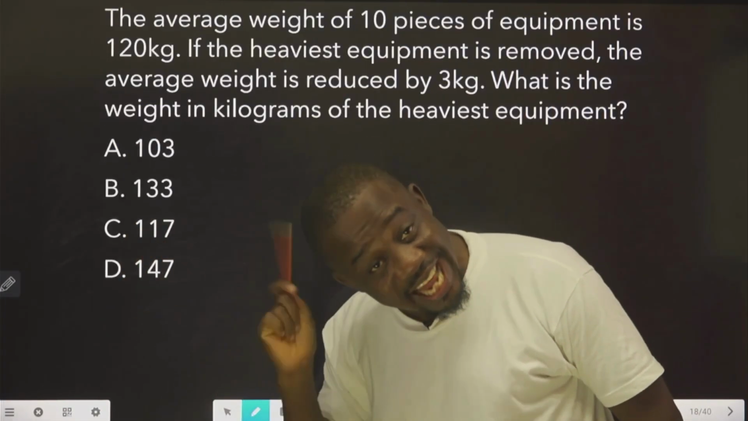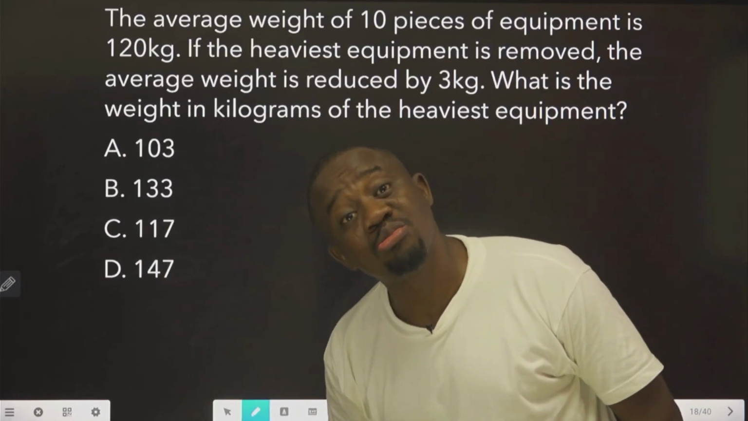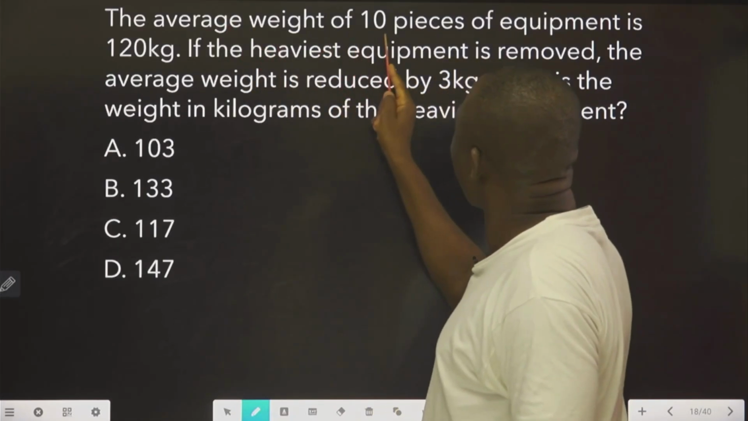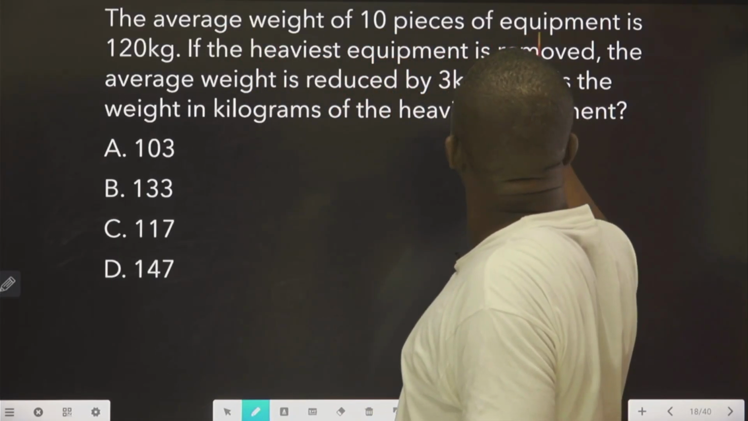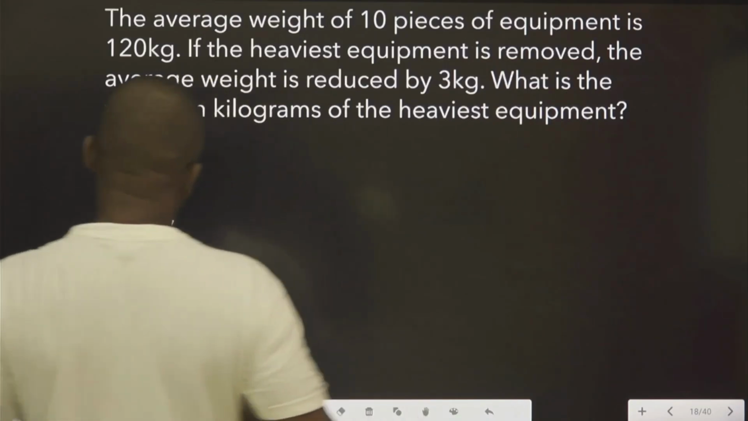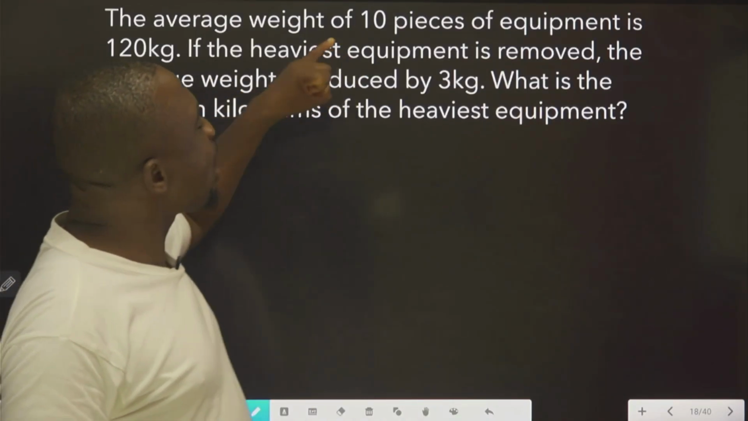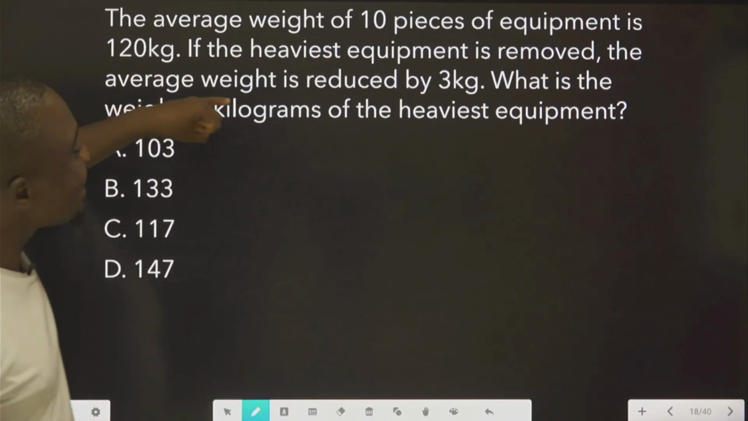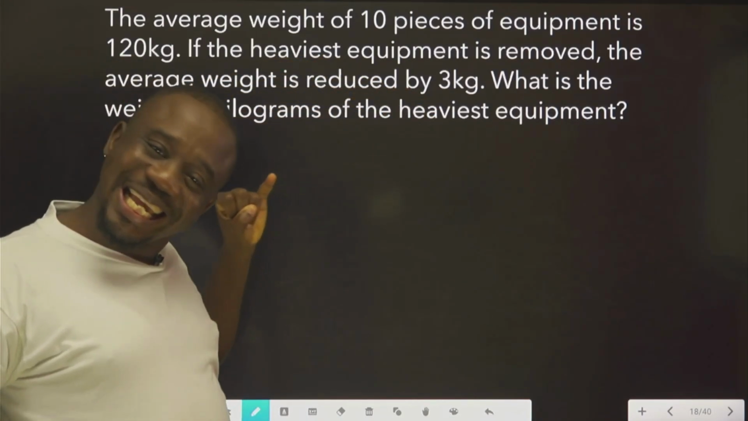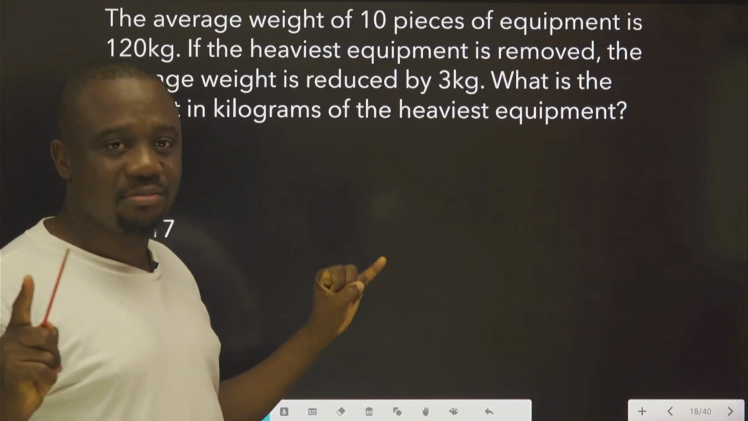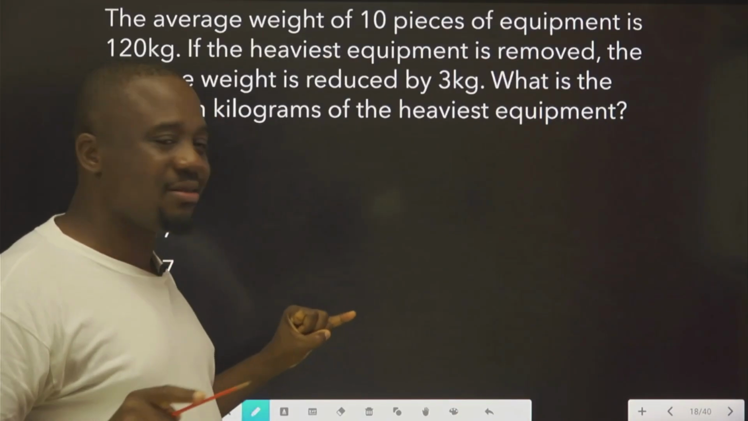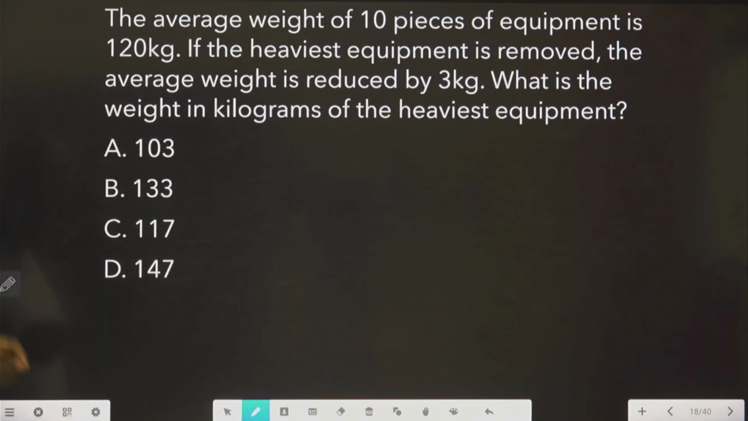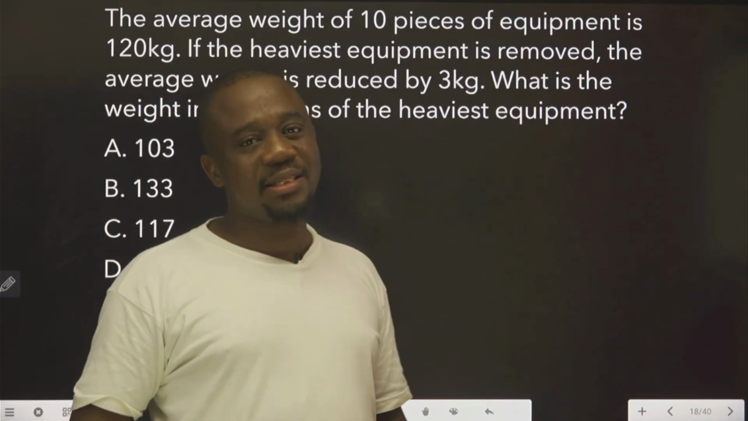Look at this question. Trickish, designed to punish you, to repeat this exam. Let me show you. The average weight of 10 pieces of equipment is 120 kg. If the heaviest equipment is removed, the average weight is reduced by 3 kg. Must understand everything. Pay attention to details. What is the weight in kilograms of the heaviest equipment?